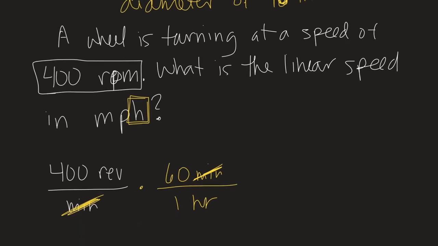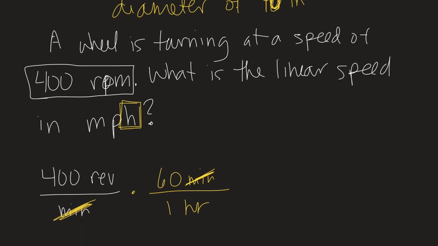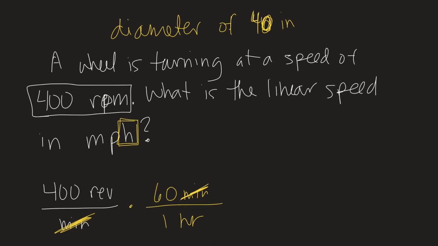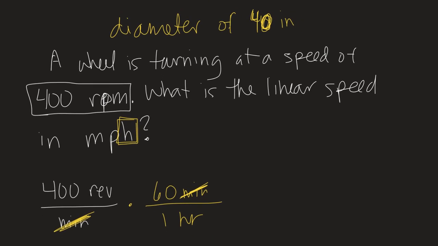Okay, so now we have our hours. Now we have to go from diameter. Diameter means it has a radius of 20, which is important to have, a radius of 20.